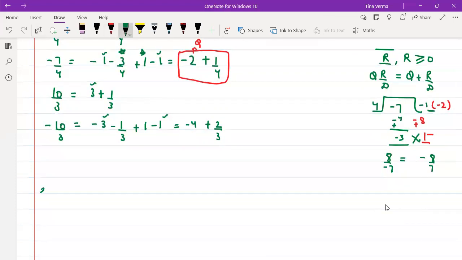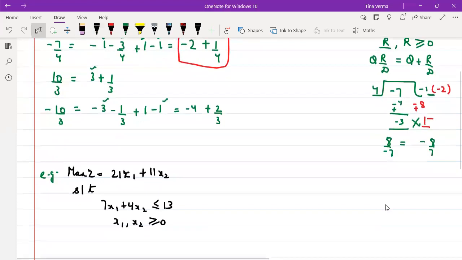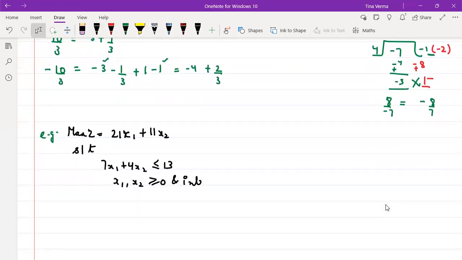So if you have a question example that says solve the LPP, maximize z = 21 x1 + 11 x2 subject to the constraint 7 x1 + 4 x2 ≤ 13, where x1 and x2 are greater than or equal to 0 and are integers, right? You have to solve this LPP. You can use any method unless it is mentioned that you have to use Gomory's or branch and bound. If you have to, you start this method with Gomory's cutting plane.